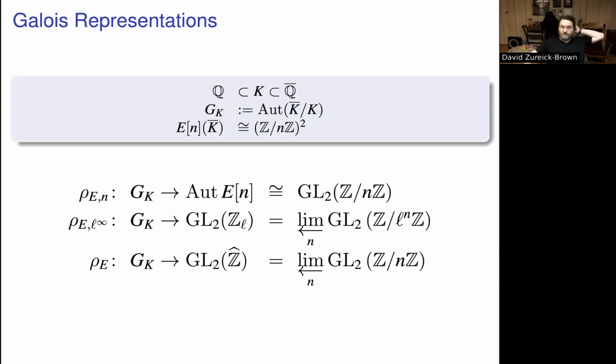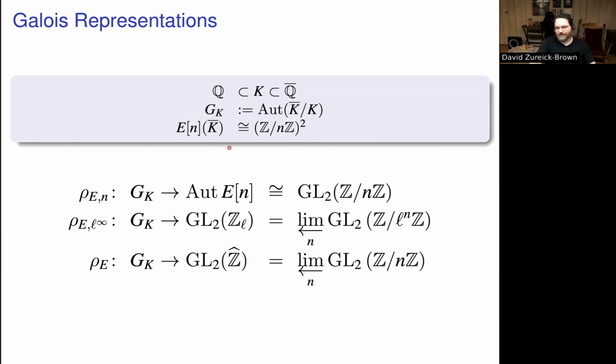Quick background. If you have an elliptic curve over a field, like a number field, then its geometric torsion in characteristic 0 is free of rank 2. Its torsion over K itself is generally not. In particular, those torsion points have an action of the Galois group. Literally just move the coordinates of the torsion points around.